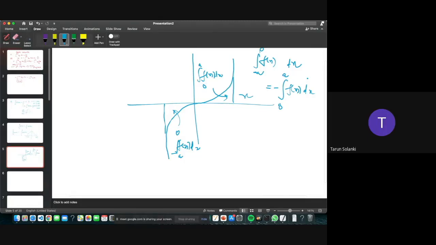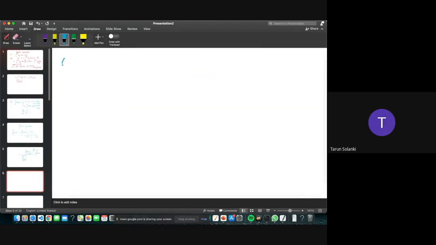Now we will take questions. The first question: we have to evaluate the integral from minus pi by 4 to pi by 4 of x cube sine to the power 4 x dx. So let f of x be equal to x cube sine to the power 4 x.